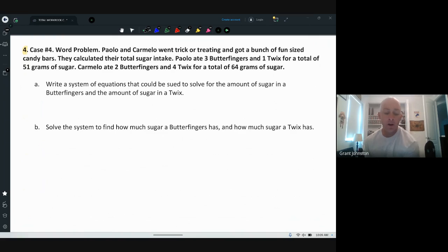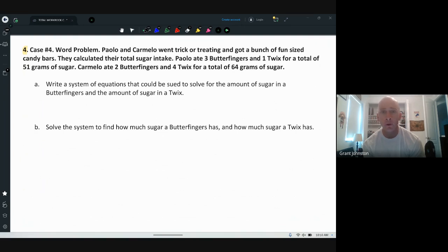It says Paulo and Carmelo went trick-or-treating and got a bunch of fun-sized candy bars. They calculated their total sugar intake. Paulo ate 3 Butterfingers and 1 Twix for a total of 51 grams of sugar. Carmelo ate 2 Butterfingers and 4 Twix for a total of 64 grams of sugar. Write a system of equations that can be used to solve for the amount of sugar in Butterfingers and the amount of sugar in Twix.